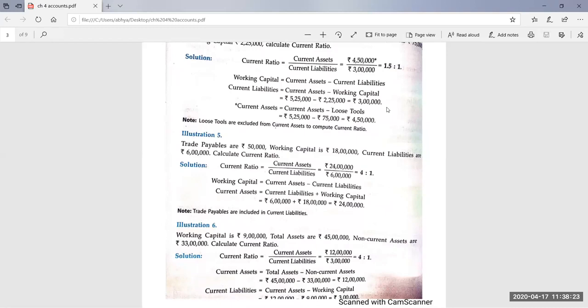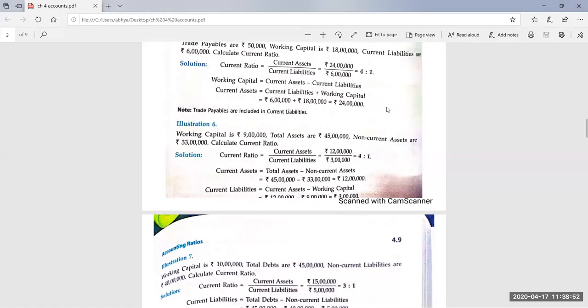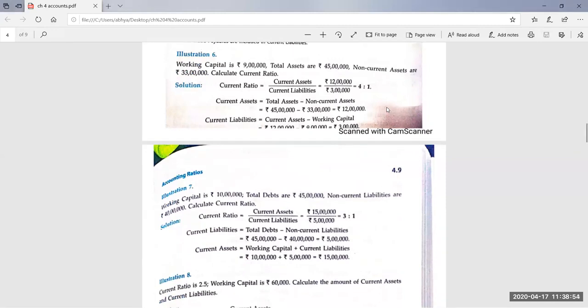So working capital is 9 lakh, total assets 45 lakh. How will you find out current assets? Total assets minus non-current assets will be equal to current assets. That is equal to 12 lakh. Then find out the current liability again, and you will be able to find out the answer. Now try to solve example number 8, not 7. This type of question you have done.